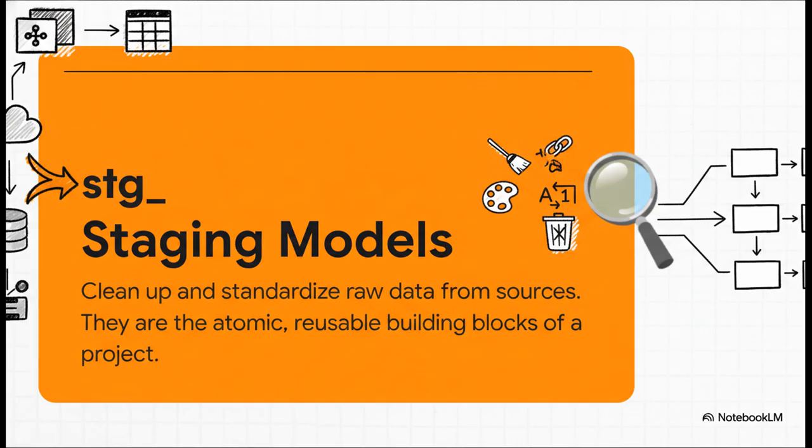Now, the key to the staging layer is its simplicity. Seriously, these models have one job and one job only, to be a clean, one-to-one reflection of your source tables. All you're doing here is the most basic cleanup, renaming columns that have weird names, casting data into the right types, maybe a little filtering. That is it. And hey, notice that STG_ prefix? Consistent naming is always the first step toward clarity.